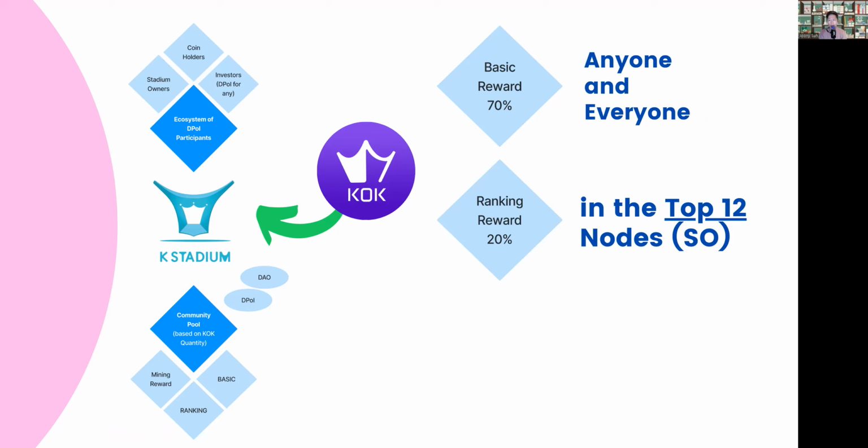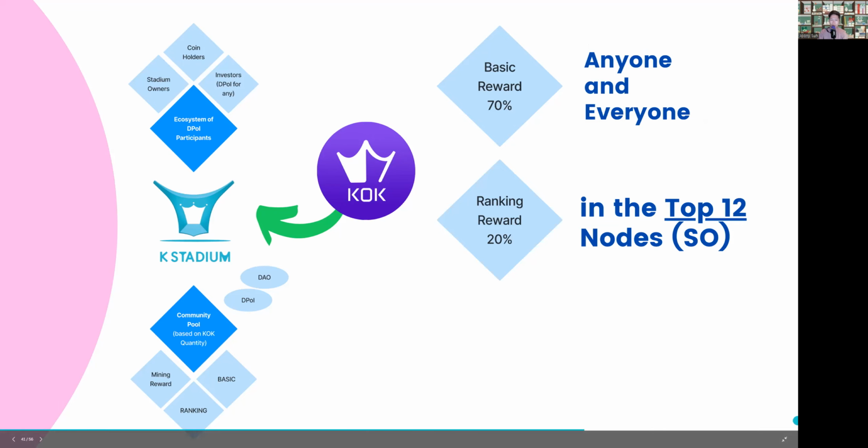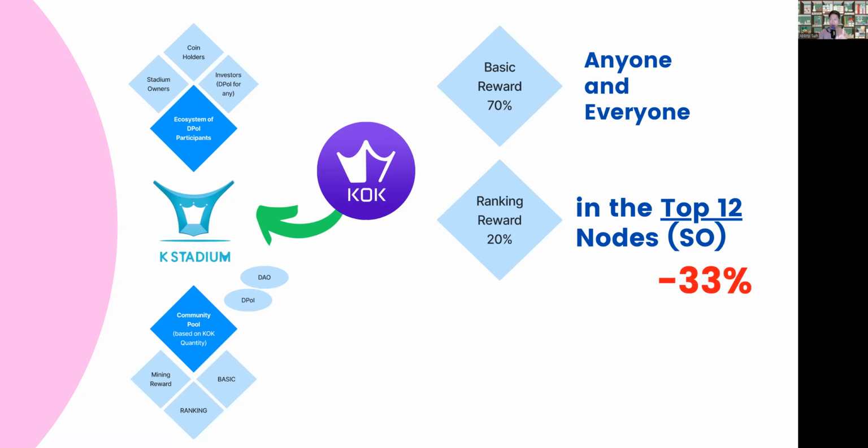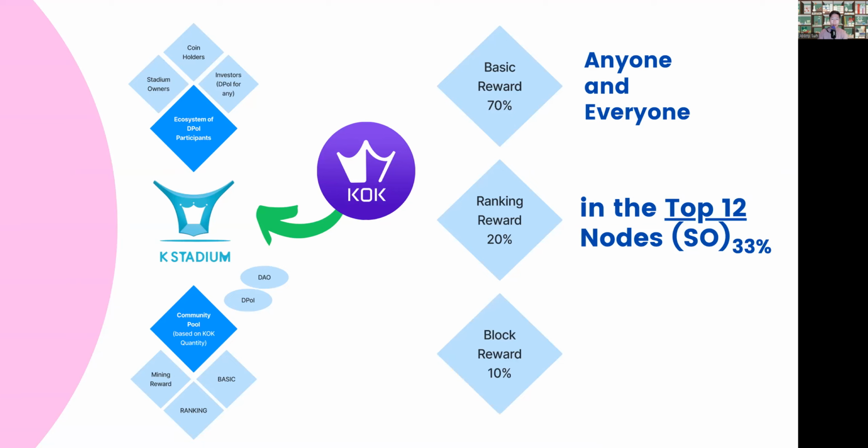What do I mean by nodes or SOs or block producers? As you enter the K Stadium app, you will notice that there's a list of now 19, I believe, SOs. And if you have delegated your stake or participated in the community pool through the top 12 nodes in the ranking system, you can take advantage of 20% more of the distributed KOK that day. But of course, there's a 33% difference per node, meaning between the first ranking and the second ranking, there's a 33% decrease, another 33% decrease to the third, to the fourth, fifth, sixth, and so on, all the way to the 12th.